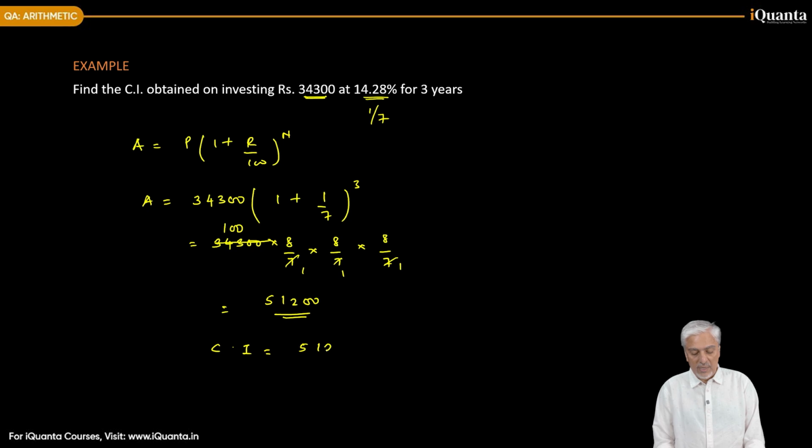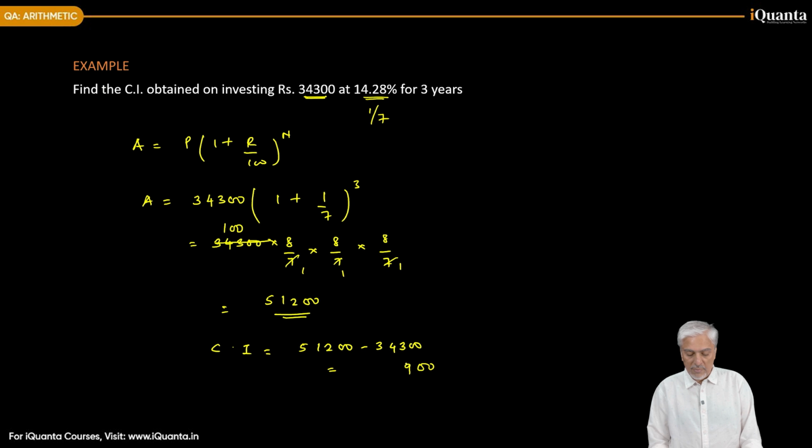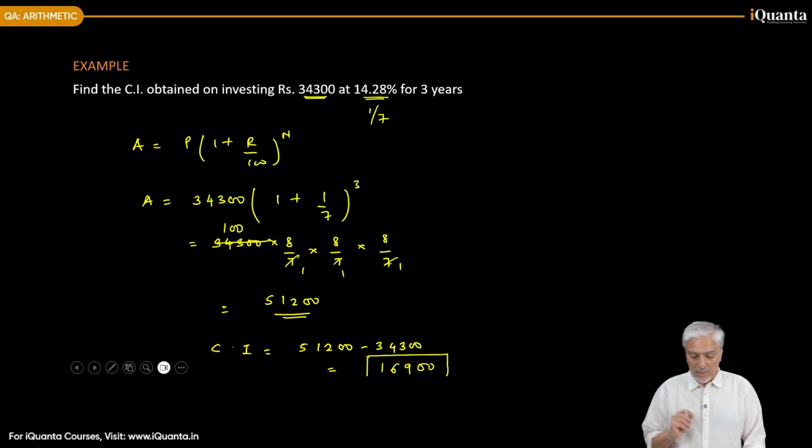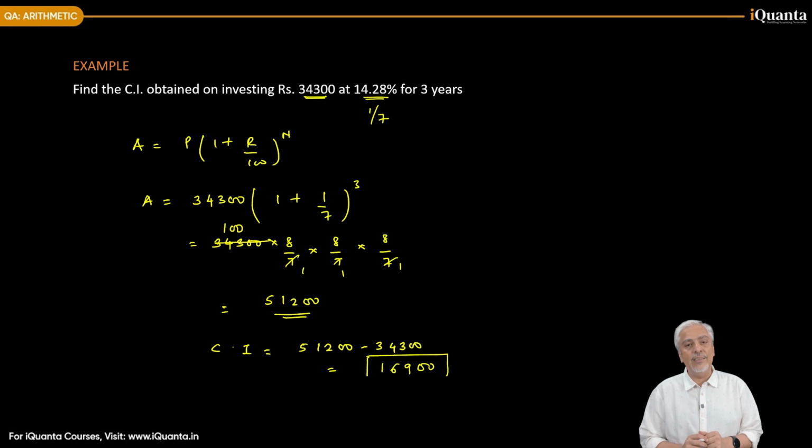It will be 51200 minus 34300. So we'll get a 00 over here. The 12 minus 3 is 9. 10 minus 4 is 6. And I think a 1. So 16,900 would be your total compound interest earned in 3 years. That's one way of doing it. Can we see some other approaches to do it?